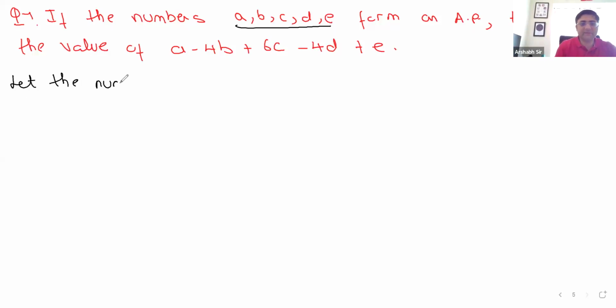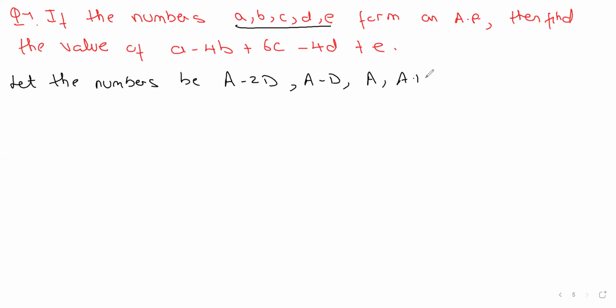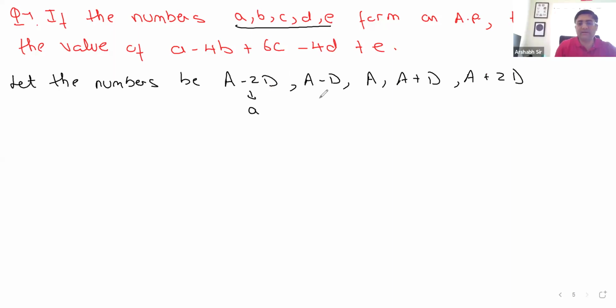Now, because we already have a small a here, what will we say? a minus 2d, a minus d, a plus d, and a plus 2d. This is my small a, this is my small b, this is my small c, this is my small d, this is my small e. Now what is the expression, beta? a minus 4b plus 6c minus 4d plus e.